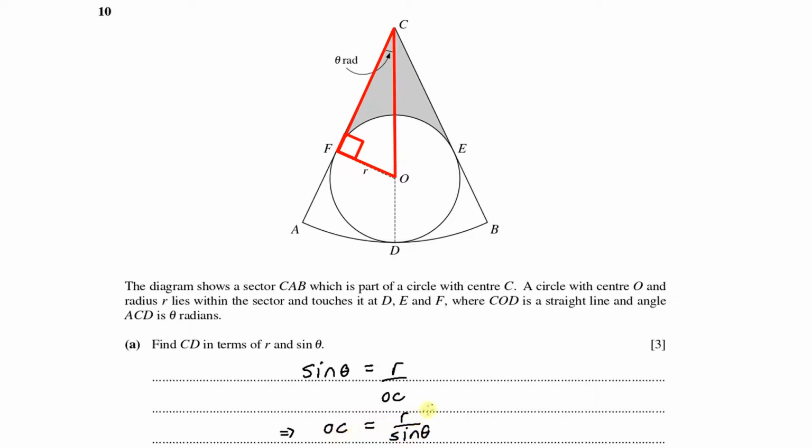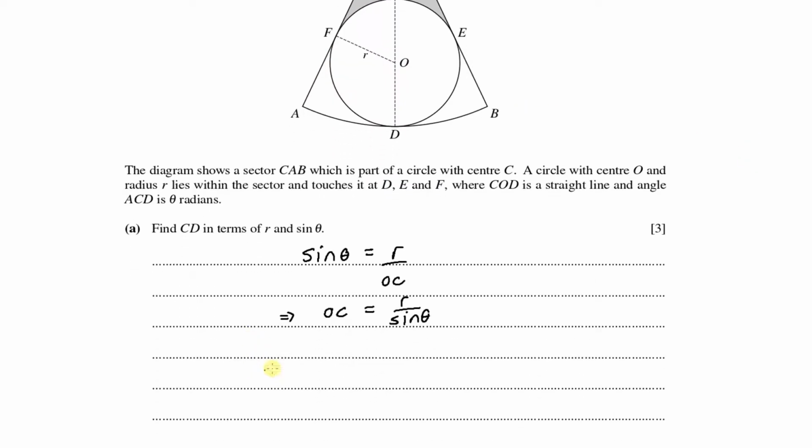Now, if OC is equal to R over sine theta, we can now say CD is equal to the length of OC plus the length of OD, of which OD is also a radius of the circle, equal to OF. So CD should just be equal to OC, which is R over sine theta, plus OD, which is R. And that's the answer right here for part A.